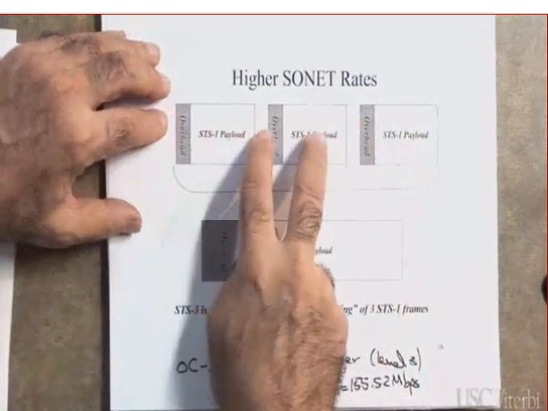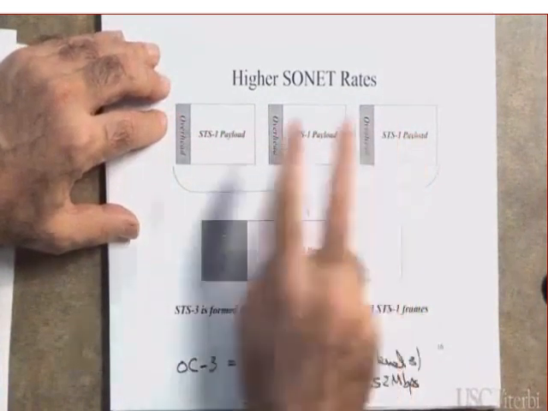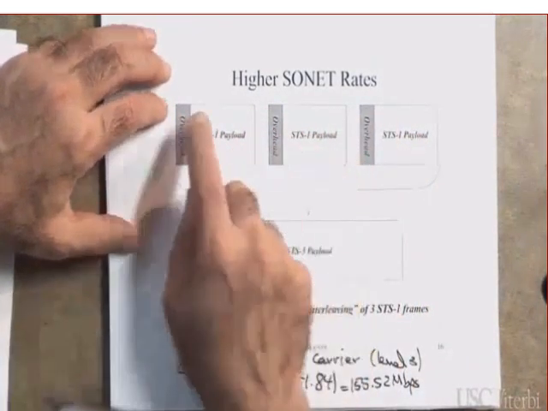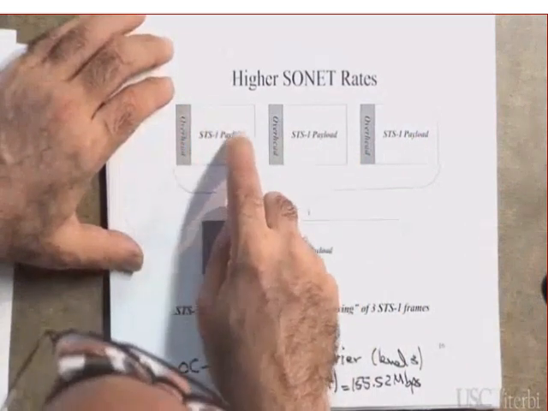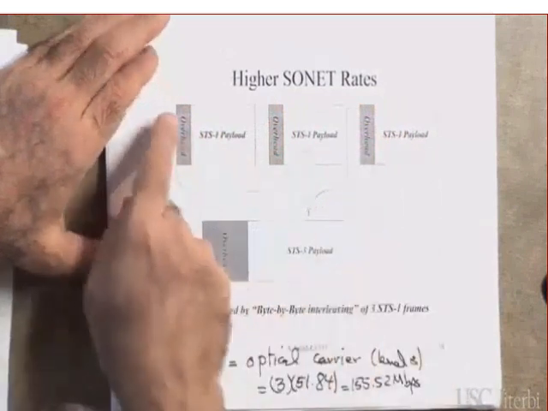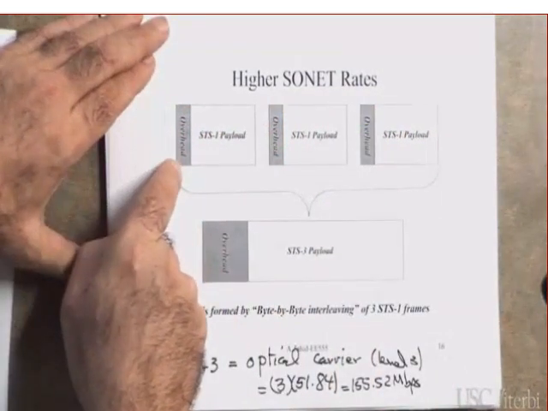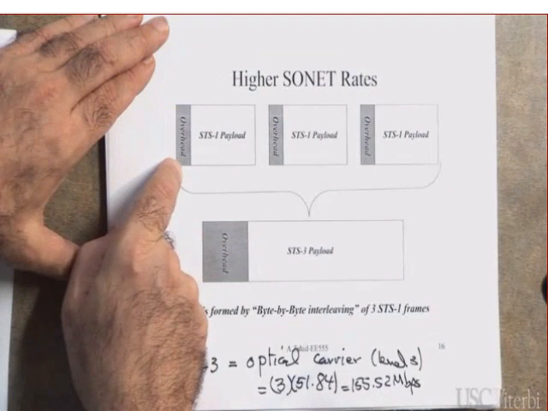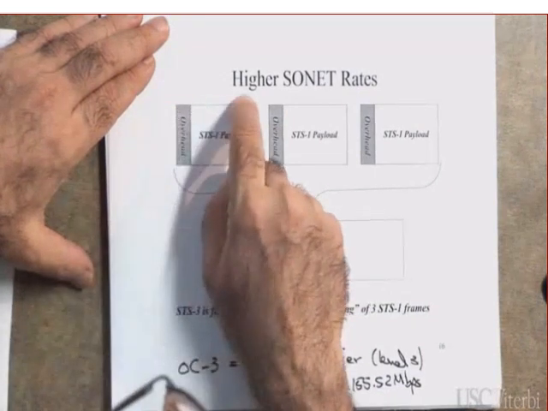I have 3 OC1s, or 3 STS1s. Each one at what rate? 51.84, 51.84, 51.84. How many rows in here? 9 rows. How many columns? 90 columns.